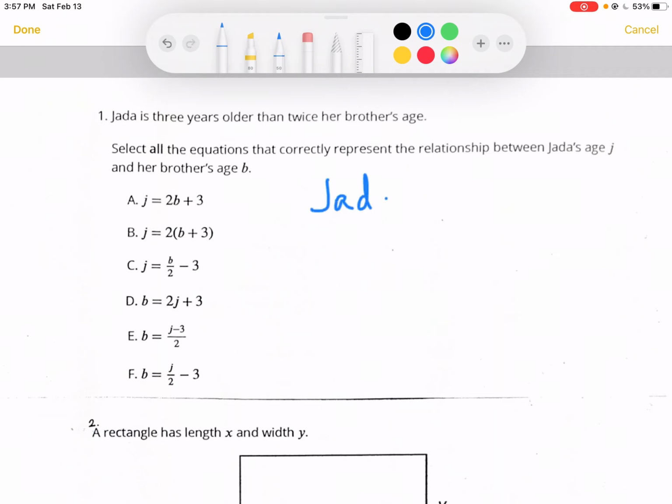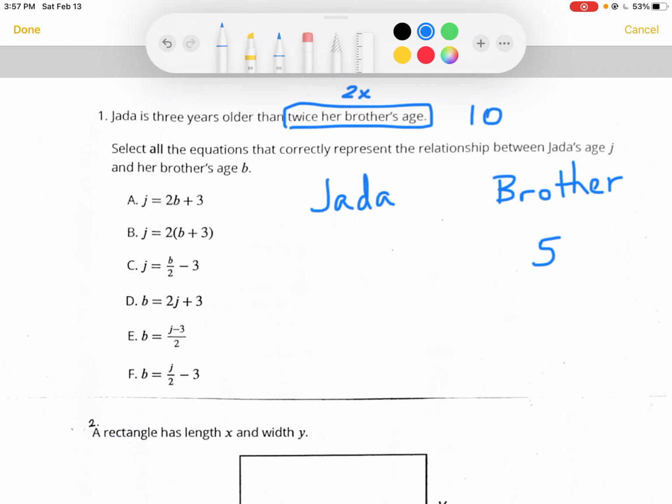It says that Jada is 3 years older than twice her brother's age. So let's just pick an age for the brother. Let's say the brother's 5. So what is twice her brother's age? Twice means 2 times, right? So 2 times 5 is 10. And then 3 years older than that would be 10 plus 3. So Jada must be 13.